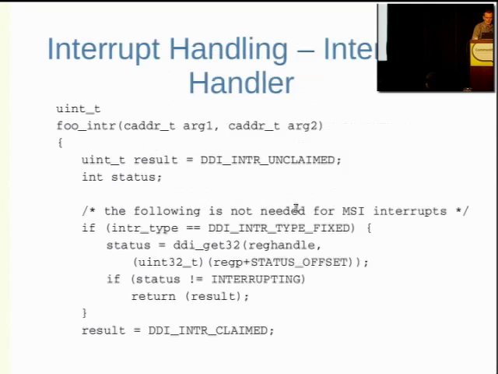And the foo interrupt handler, if it's an MSI interrupt, it's only going to be you. You're not going to be called for somebody else. All right? But if it's a fixed interrupt, you may be called, and it may not be your device interrupting. So we check. Is it me? If not, return unclaimed. If it is me, we're going to return claimed, and we go and handle the interrupt.